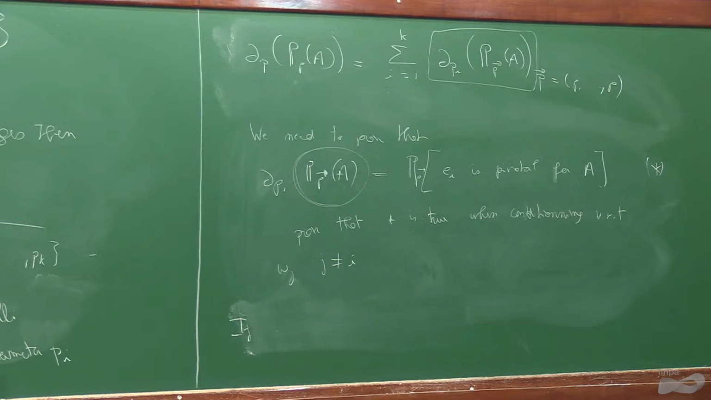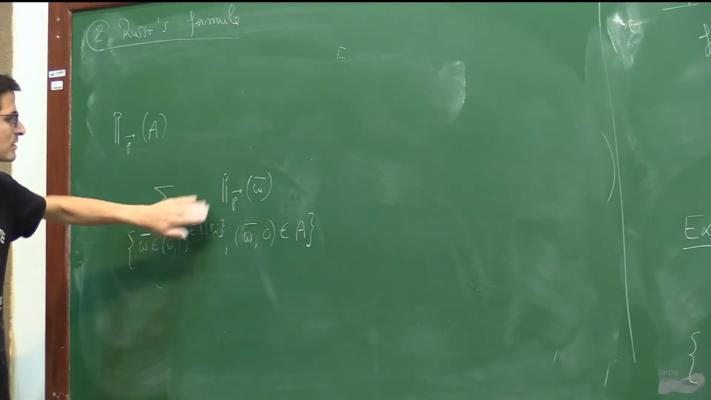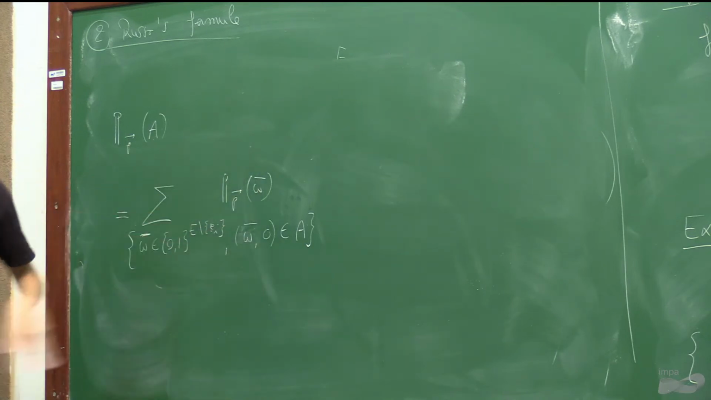The idea is that you have three types of configuration. If you don't look at the state of the edge e_i, you have three types of configuration. You have the configurations where A will be satisfied whether e_i is open or closed. Okay, so this is what you have here. And this will give you a polynomial that does not include p_i.